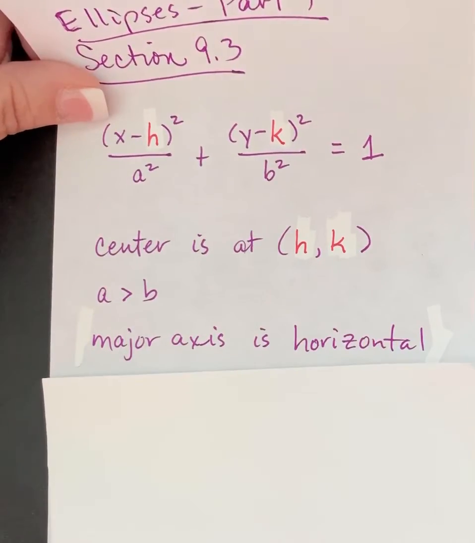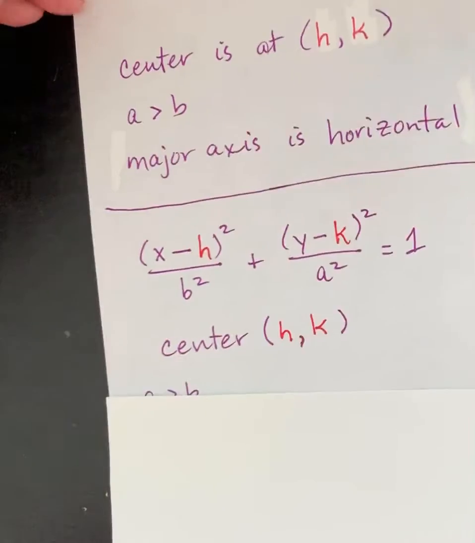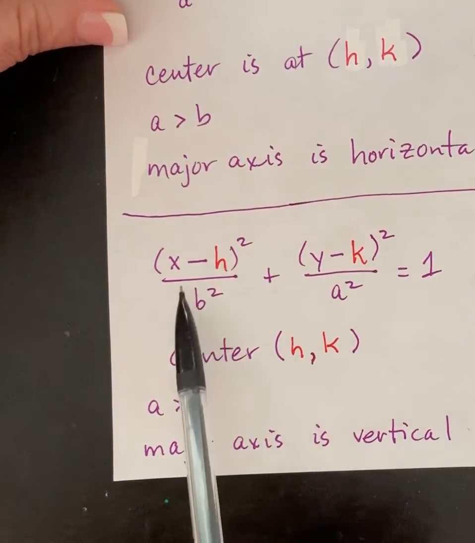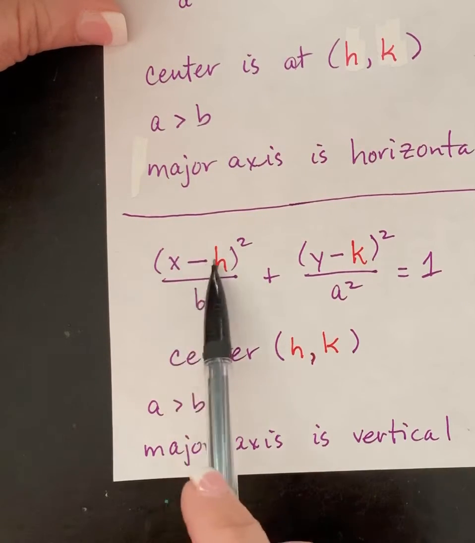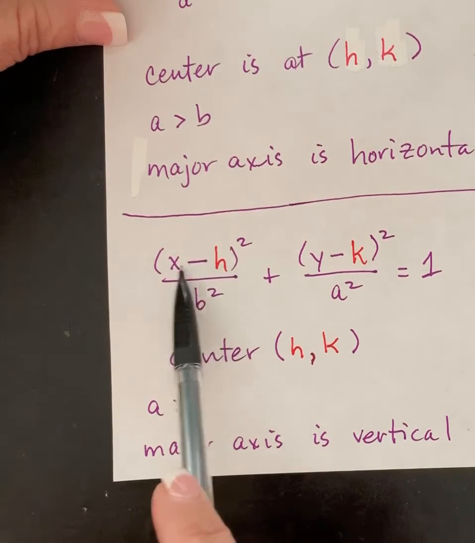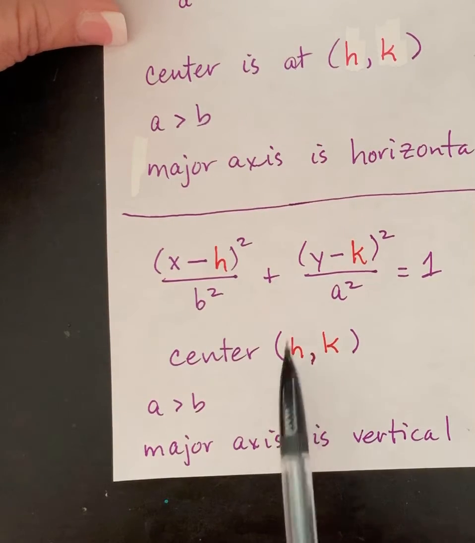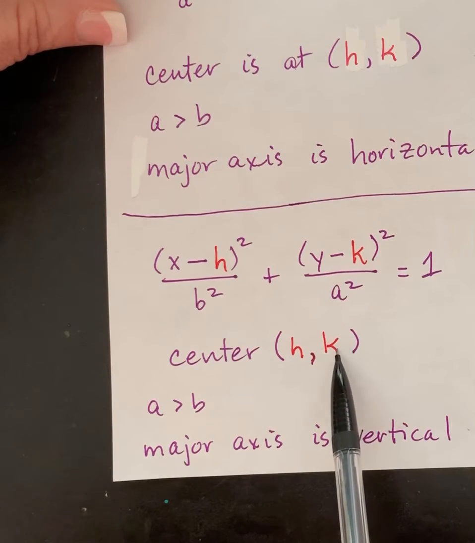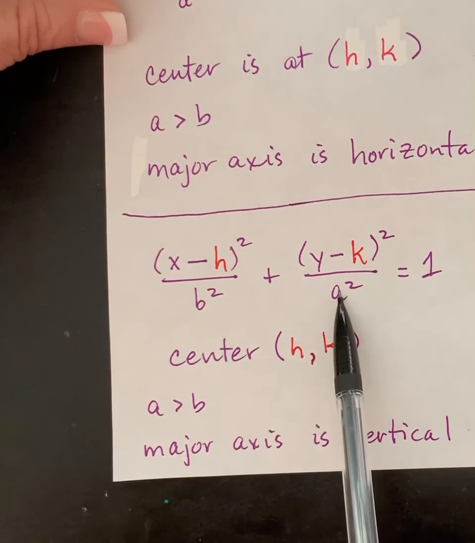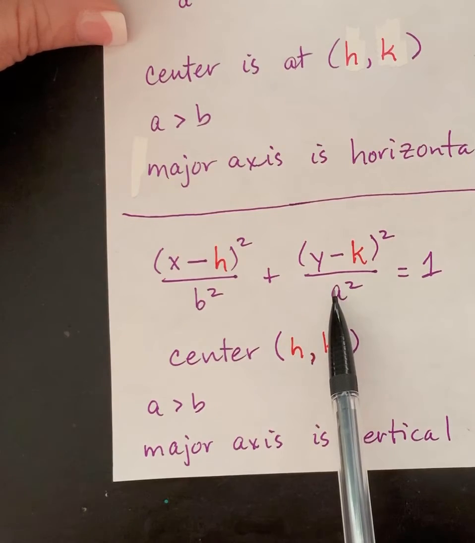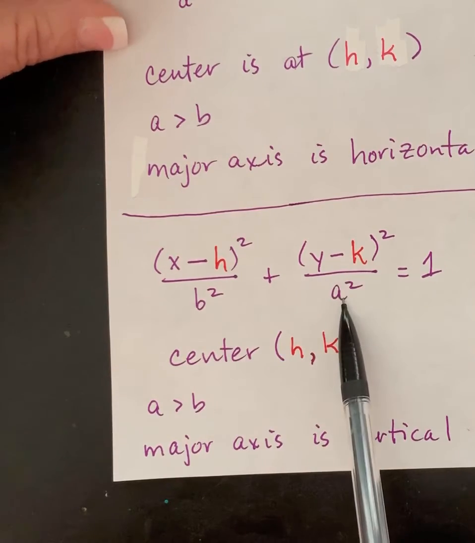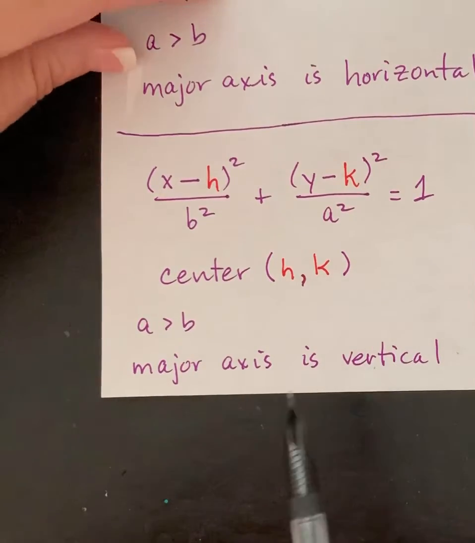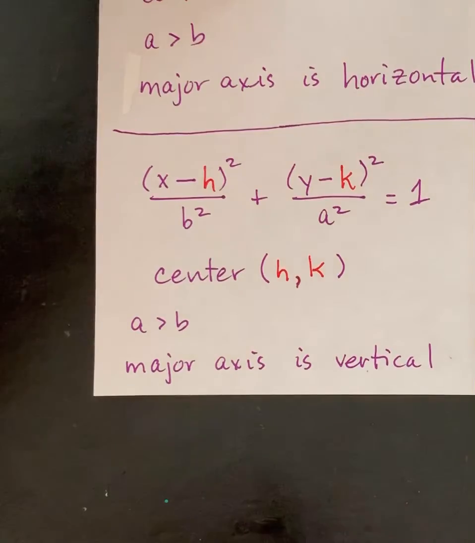Now, if they want the major axis to be vertical, then the form would look like this. It looks practically the same. It's always going to be (x - h) squared, so whatever is with the x will give you the x coordinate of the center. And same thing for what's with the y, that'll be your k value, and that'll be the y coordinate of the center. a is larger than b, and if that is with y, then your major axis is going to be vertical. It may not be the y-axis, but it will be vertical.